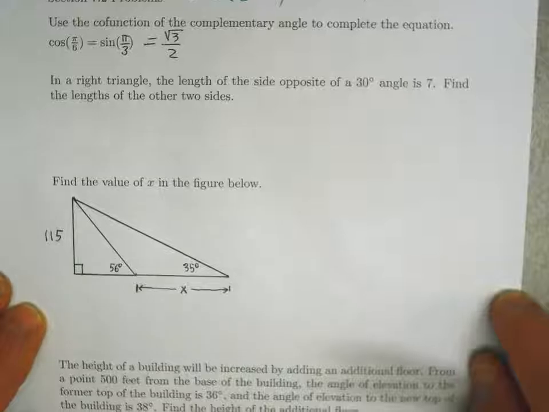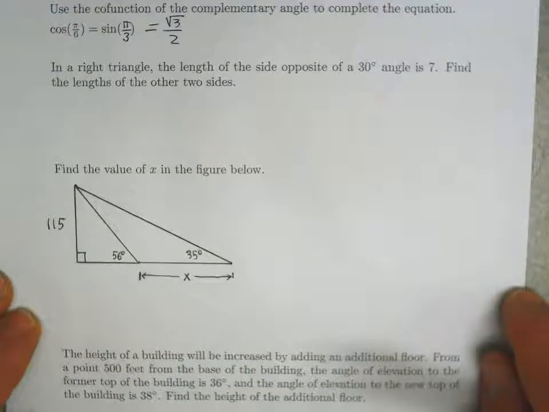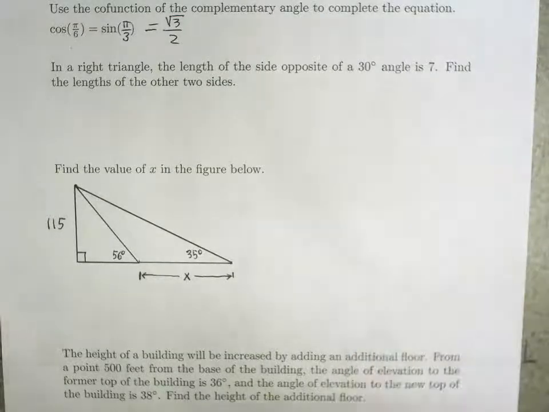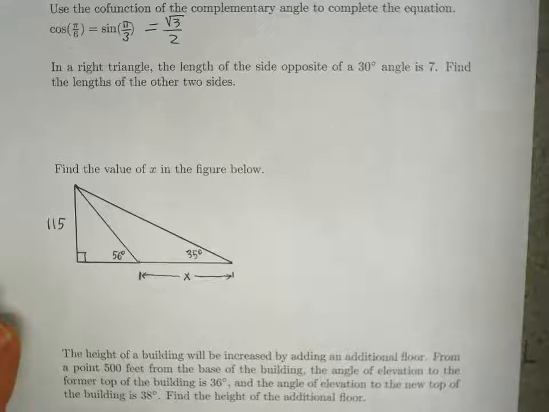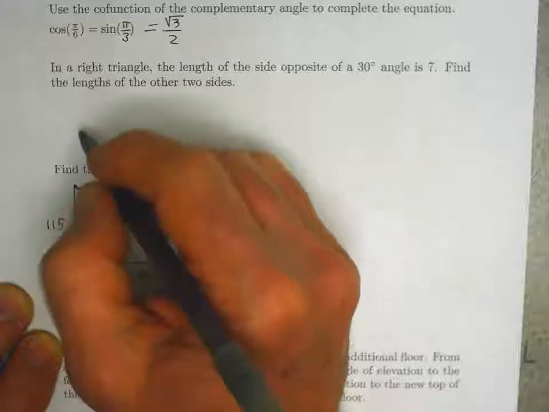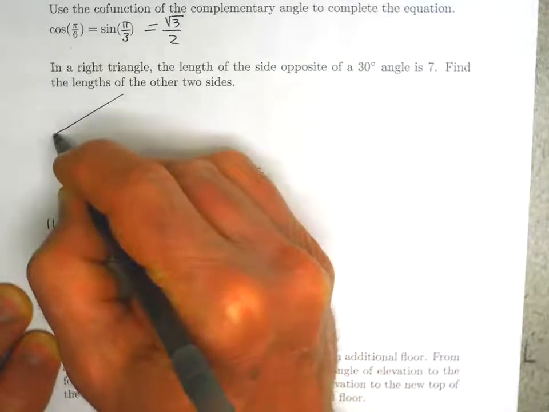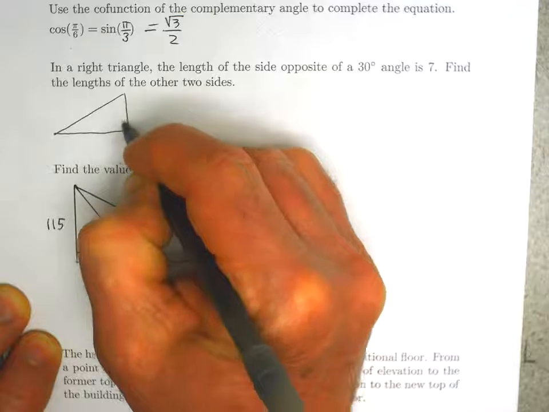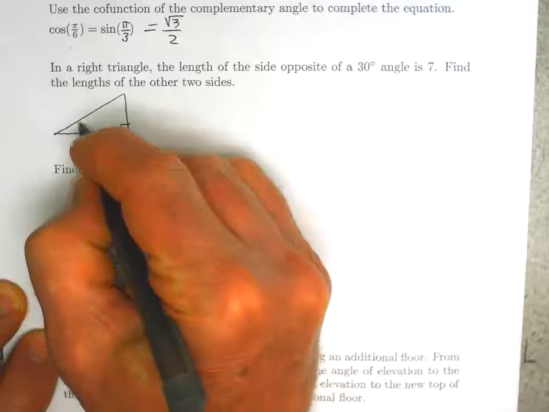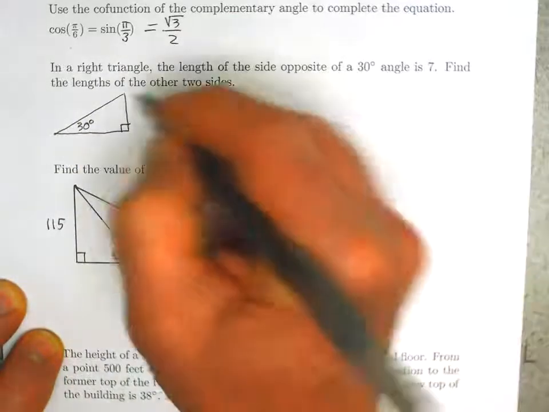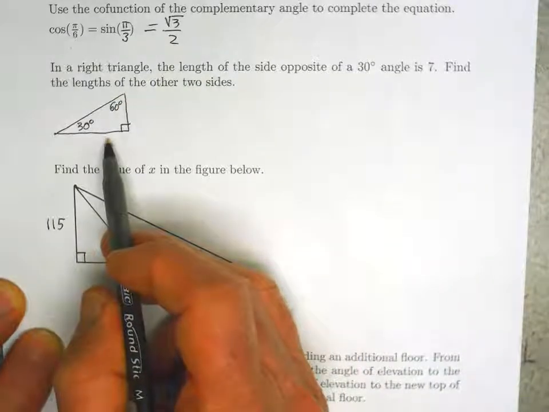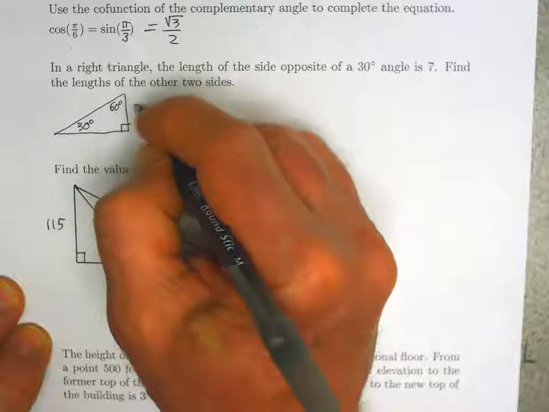Okay, and the next one, in a right triangle, the length of the side opposite of a 30-degree angle is 7. Find the lengths of the two other sides. Here we have a right triangle. One of the angles is 30 degrees. So that means the other angle is 60. And the side opposite of 30 degrees is length 7.